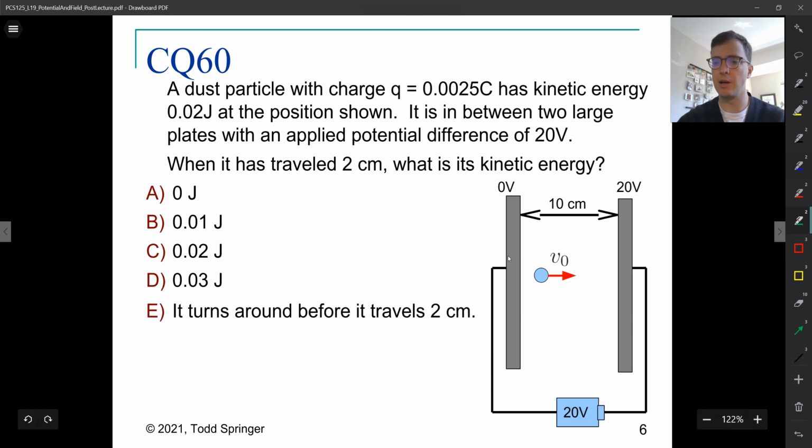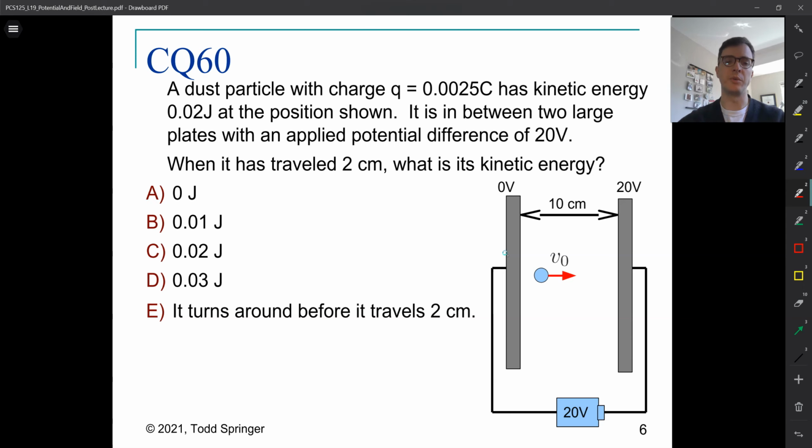Okay, so I've hooked this thing up to a battery. The right side has a potential of 20 volts and the left side has a potential of 0 volts. So there's a potential difference of 20 volts between those two plates. When this charge has traveled 2 centimeters, what is its kinetic energy? And by the way, you notice that the distance between the plates is 10 centimeters. Go ahead and pause the video, see if you can think about this one, try to work it out before we go forward with it.